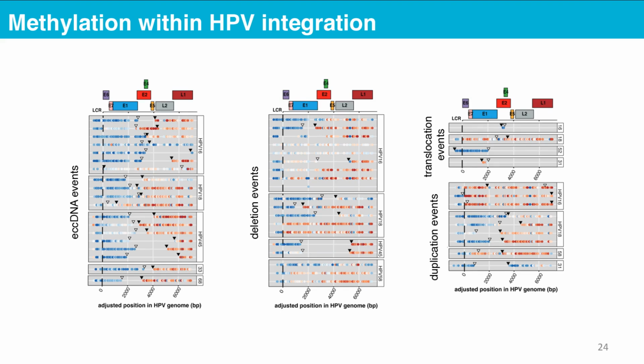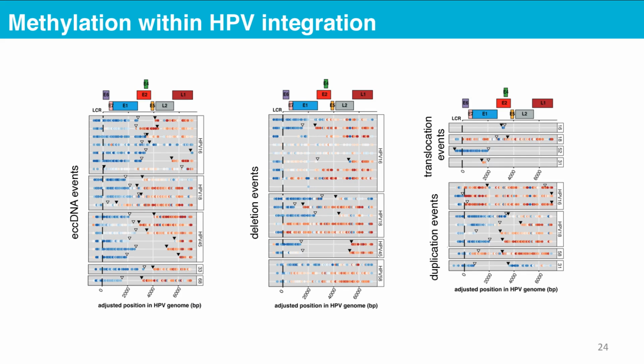The little triangles here just show the breakpoints where it connects to the human genome. But yeah, the early genic region in the eccDNA events are quite unmethylated, while the later genes in the eccDNA events after that breakpoint tend to be much more methylated.